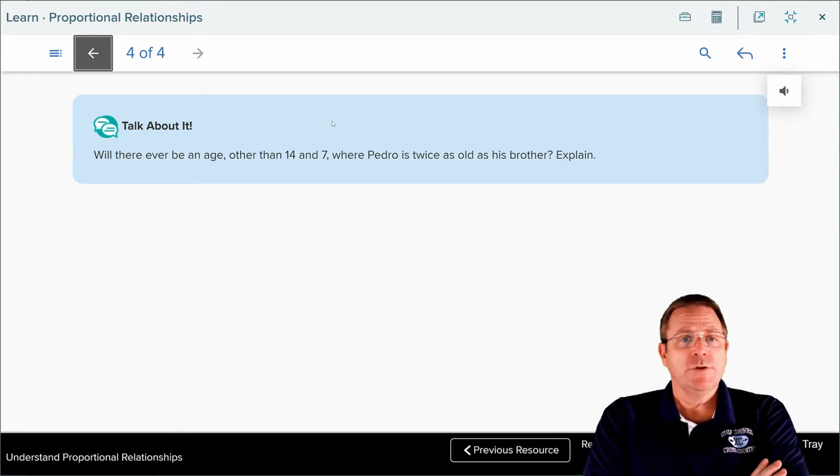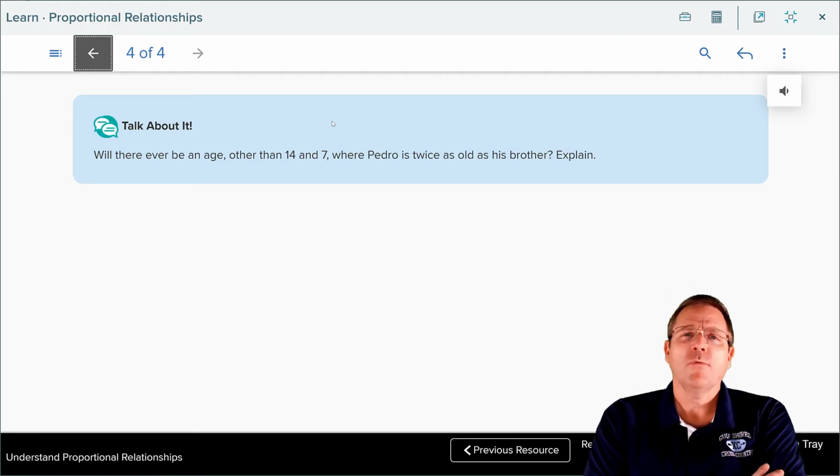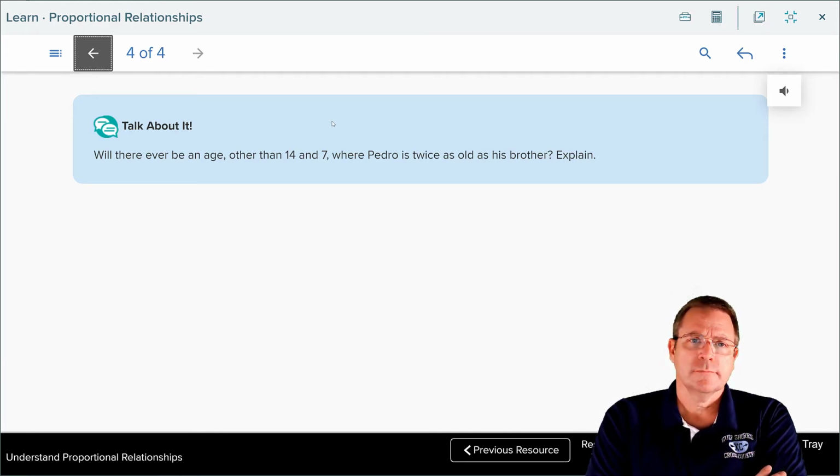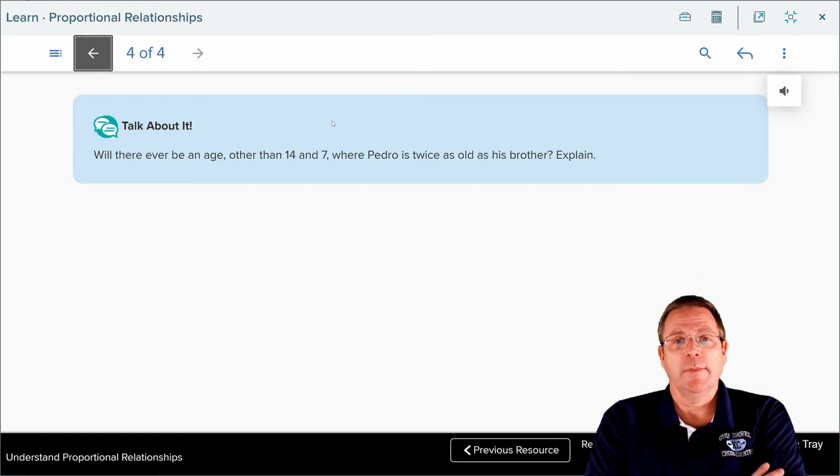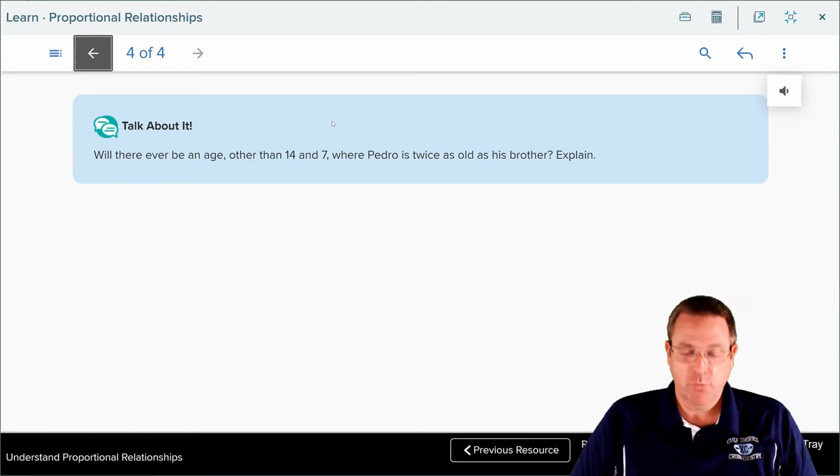Will there ever be an age other than 14 and 7 where Pedro's age is twice as old as his brother's age? What do you think? Write down your answer. The answer is no. The older they get, the less the gap is going to be between them. There will always be a 7-year gap, but the size of the ratio between them will be less.